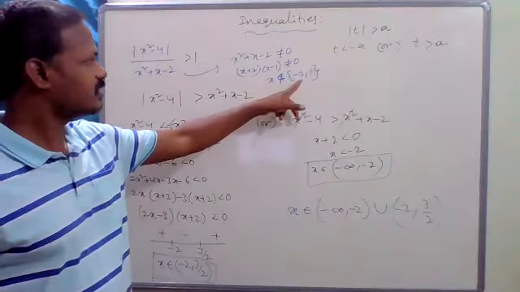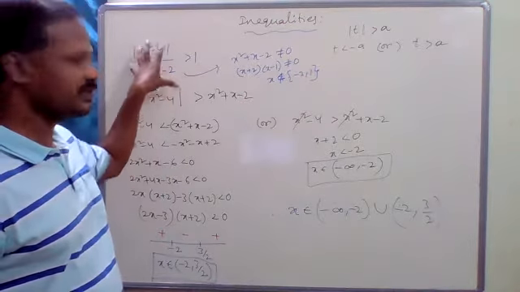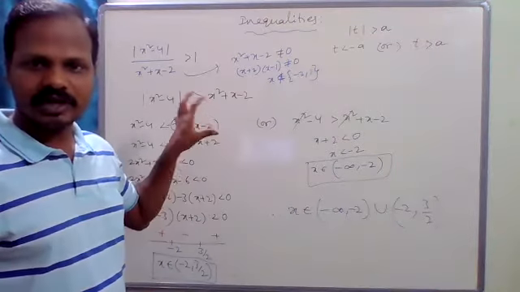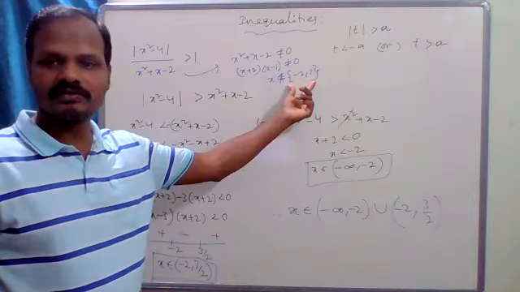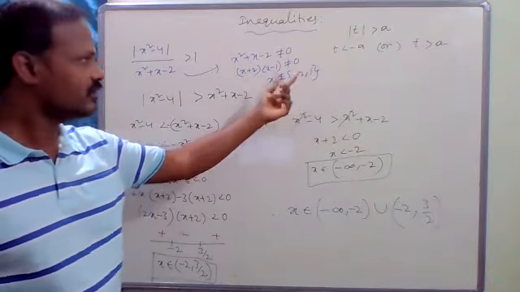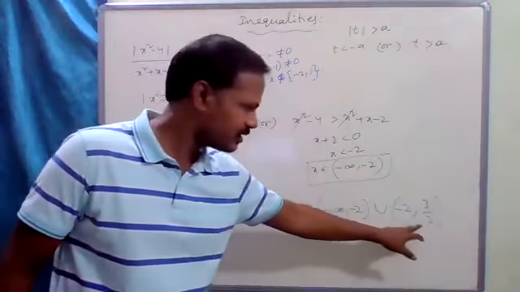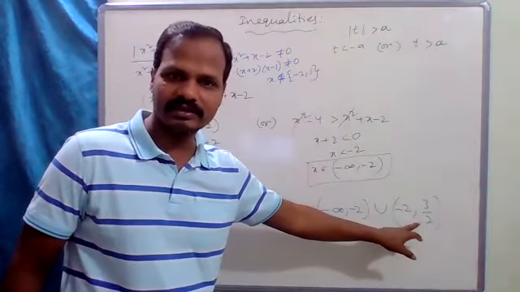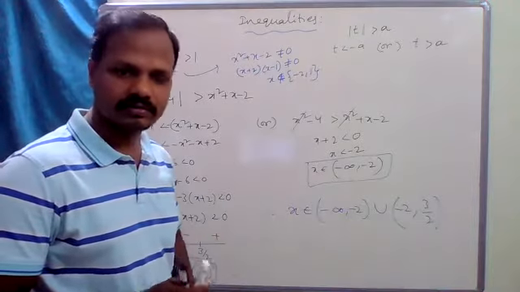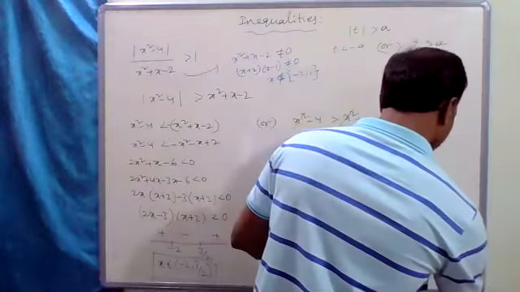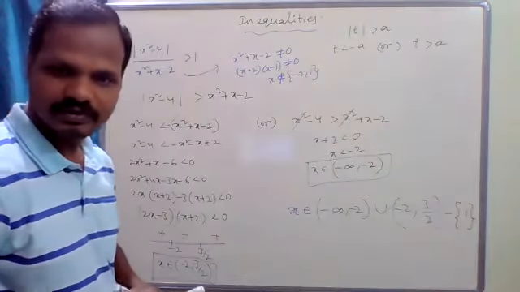So here, if x is −2 or 1, the denominator becomes 0, so the expression goes to infinity. So it is not possible. It does not exist. So that means you have to remove these two values from the domain. So −2 is not in this interval. But what about 1? 1 is in this interval. So you have to eliminate that 1. Is it clear?